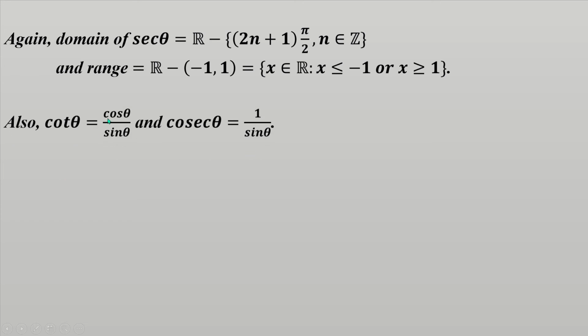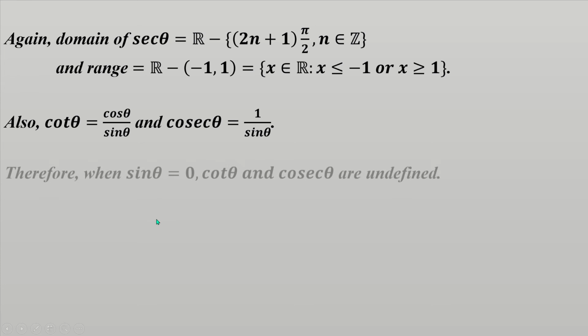Also cot theta is equal to cos theta by sin theta, and cosec theta is equal to 1 by sin theta. When you put sin theta equal to 0, the fraction will be undefined. That means cot theta will be undefined. Here also when you put sin theta equal to 0, cosec theta will be undefined. Clear?